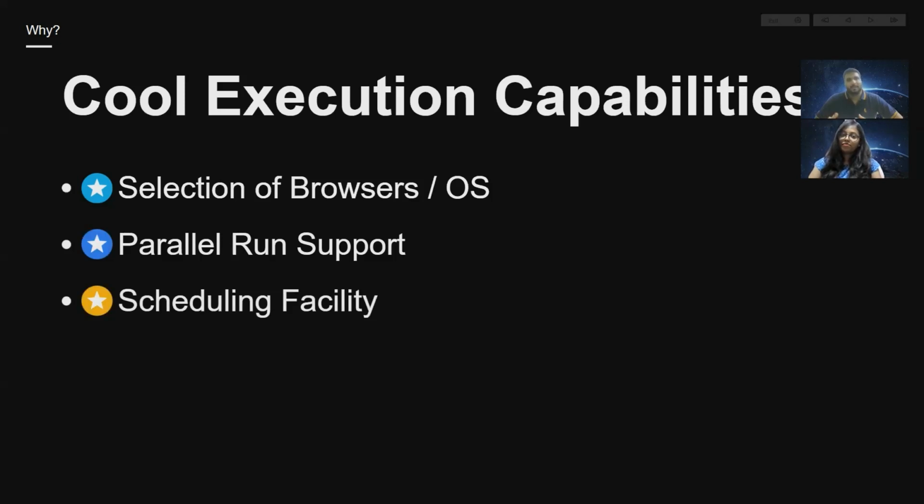Another is the scheduling facility. You can schedule your tests or features using the cron scheduler that Cometa offers, where you can plan to schedule in a different mode based on the cron inputs that you give or configure.